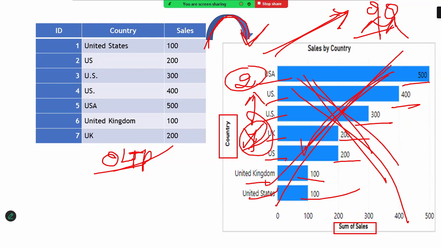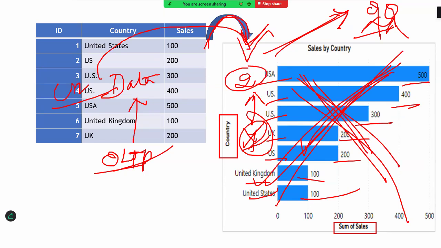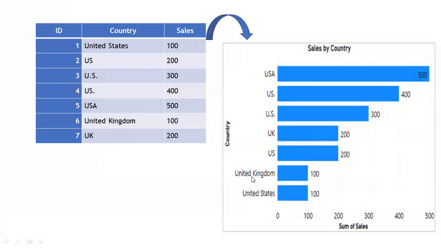The problem is not with the report. The problem is with the data. OLTP will have data in an unstructured format. If you try to create visuals on unstructured data, you'll get meaningless results. That is the reason we don't create it. Now go to the next slide.